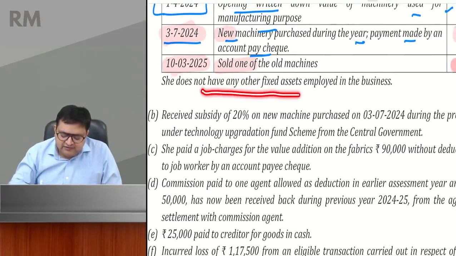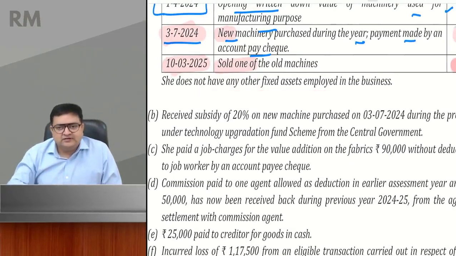She does not have any other fixed assets in this business. So this is the only asset which she has. This is the only block which she has. Okay, this depreciation will be charged.